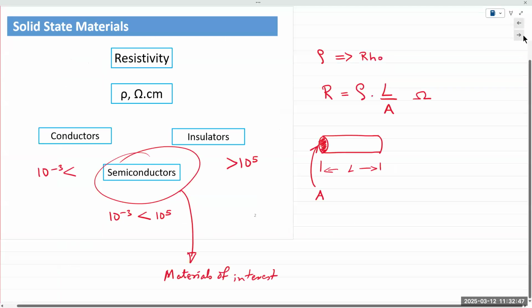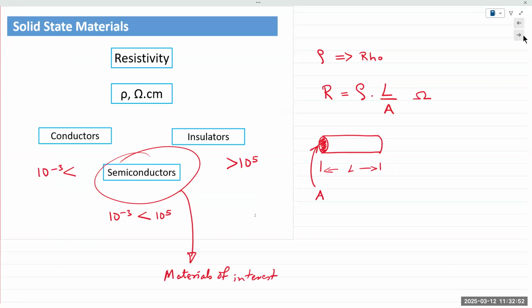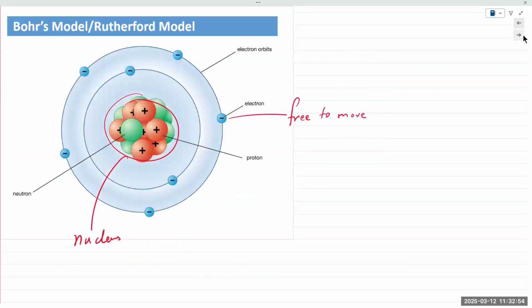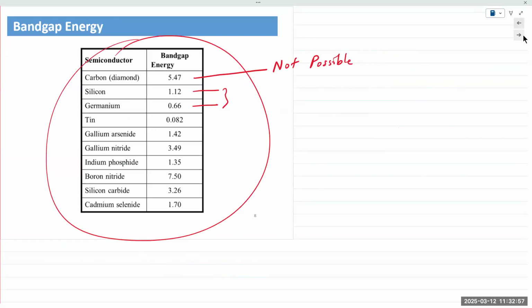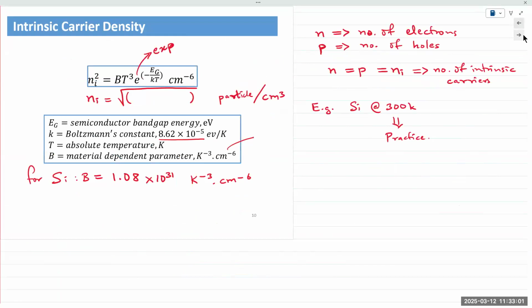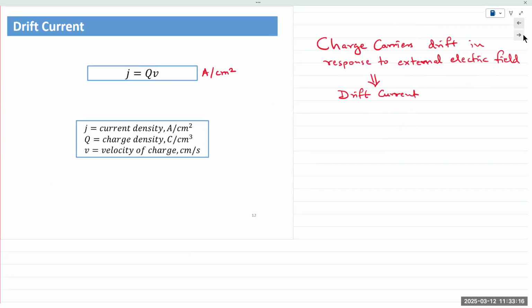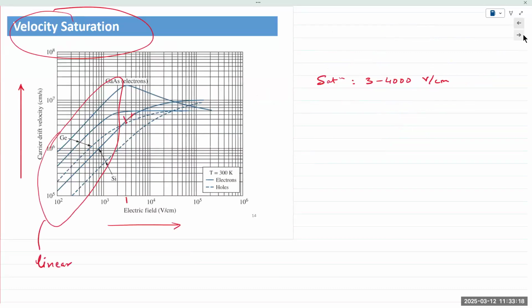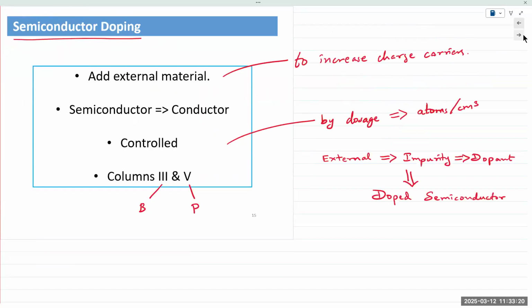So solid state electronics: basic fundamentals of what is classified as a conductor, insulator, semiconductor, and the properties of semiconductors. And then we had some problems based on these equations, so you should pretty much expect there'll be a problem based on these kinds of equations. Intrinsic carrier density, drift current, mobility, velocity saturation.